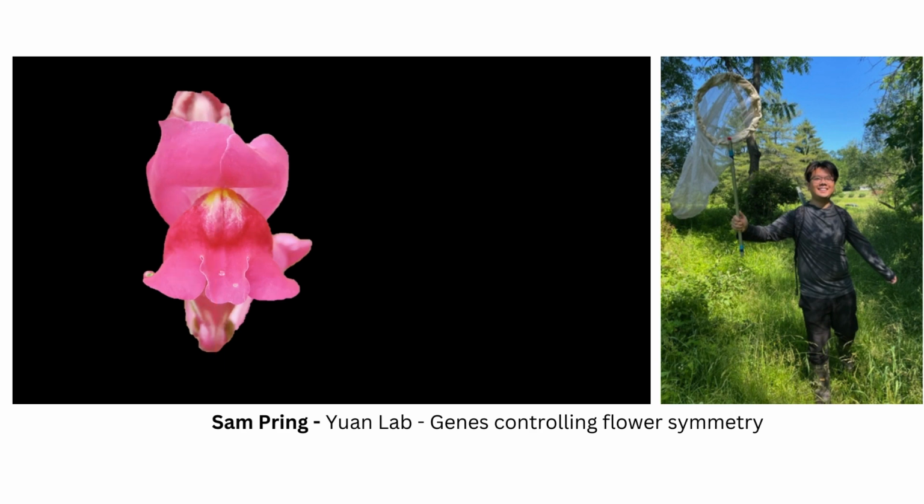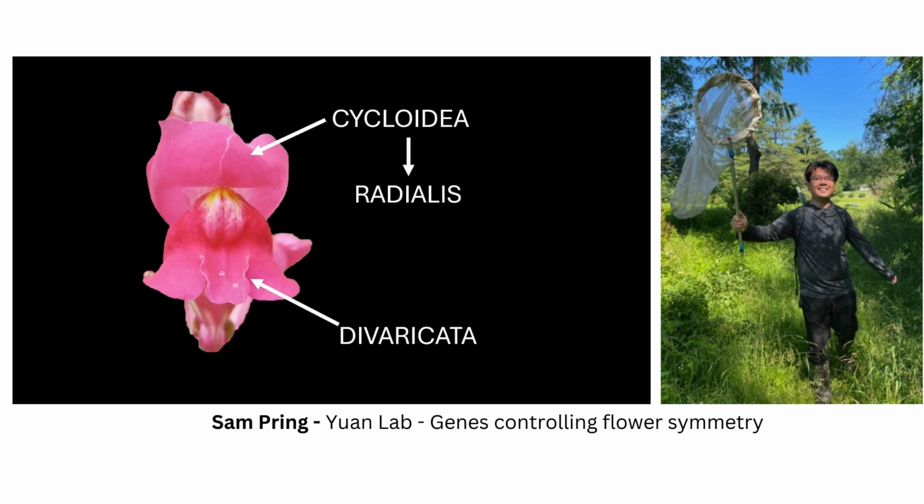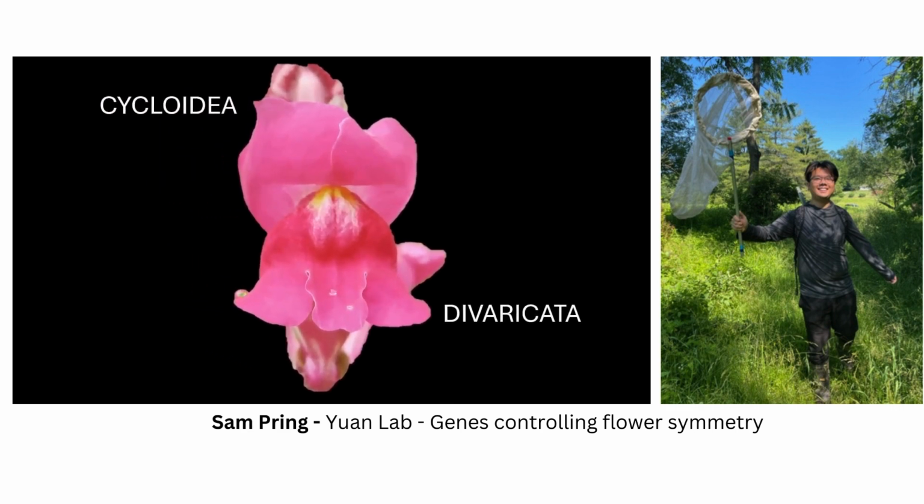To create the one line of symmetry, two genes amongst many are involved, cycloidea and divaricata. Cycloidea is expressed in the top petals, and divaricata is expressed in the bottom. Digging deeper, cycloidea will activate a gene called radialis, which in turn inhibits divaricata. This way, cycloidea is expressed in the top petals, and divaricata can only be expressed in the bottom, creating a boundary in the flower. And by isolating these genes to these parts of the flower, the snapdragon can form a specific shape, and that single line of symmetry emerges.